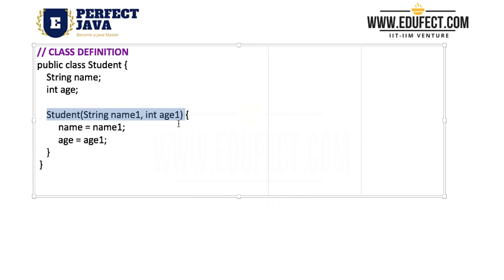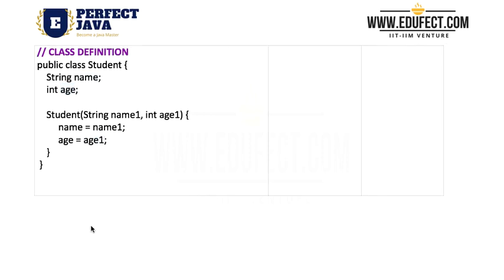Now let us understand what we are doing here. We are saying name is equal to name1. So this field name of the student, we are assigning it the parameter that we got, name1. Similarly, we are saying age is equal to age1. So the field age of the student, we are giving it the value age1 which we got as a parameter.